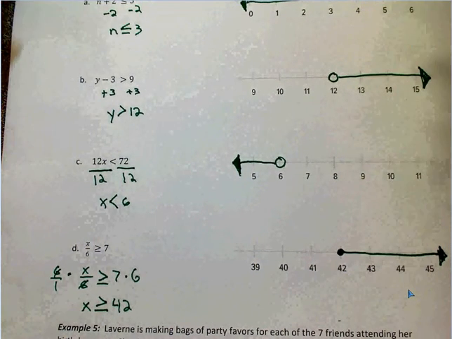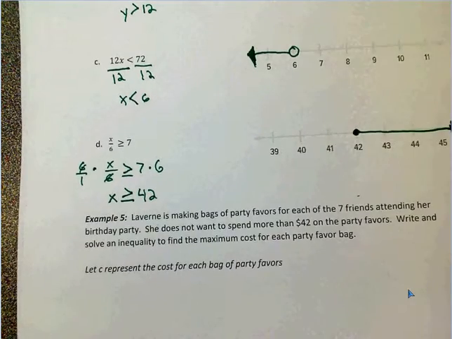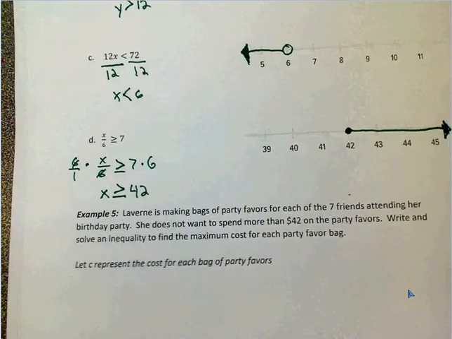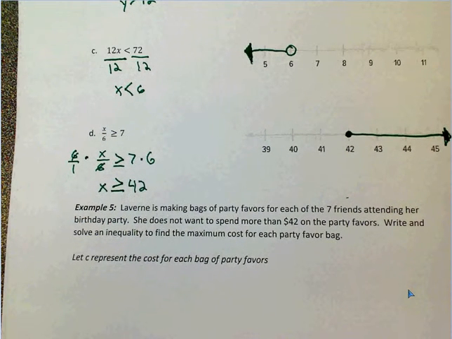Our lovely, lovely word problems. Laverne is making bags of party favors for each of the 7 friends attending her birthday party. She does not want to spend more than $42 on party favors. Write and solve an inequality to find the maximum cost for each party favor bag.